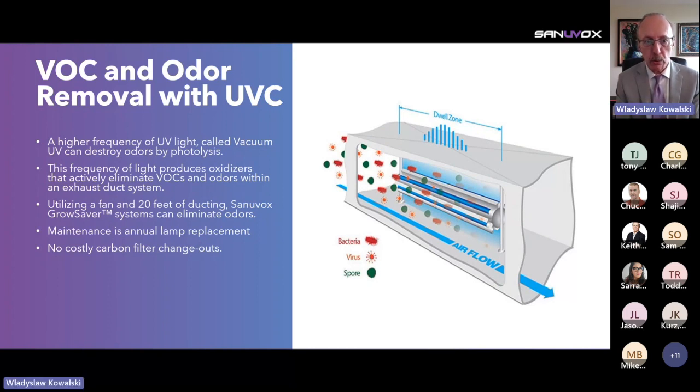The Sanuvox Grow Saver is designed for this application. It can eliminate odors. Maintenance is normal, and there is no costly change out of carbon filters.